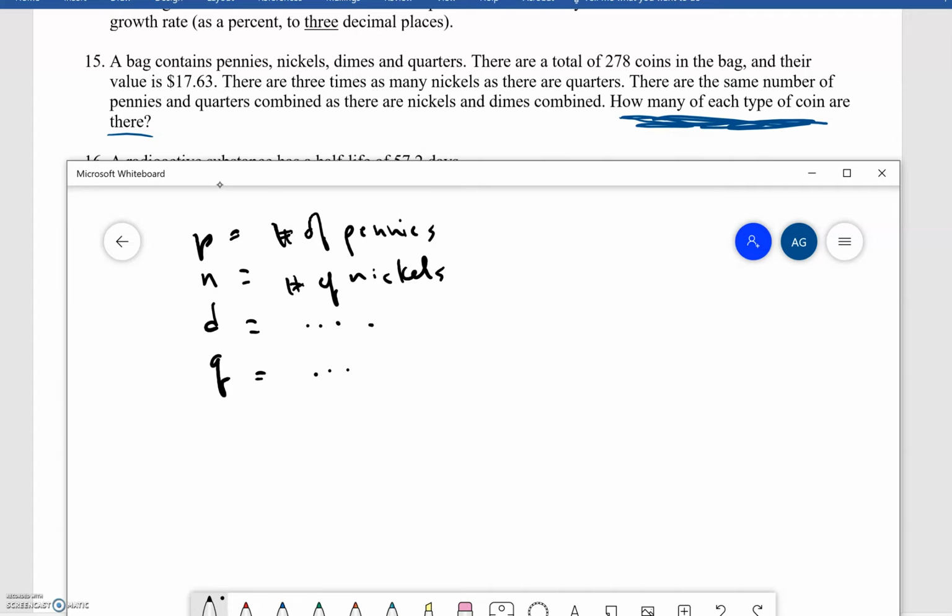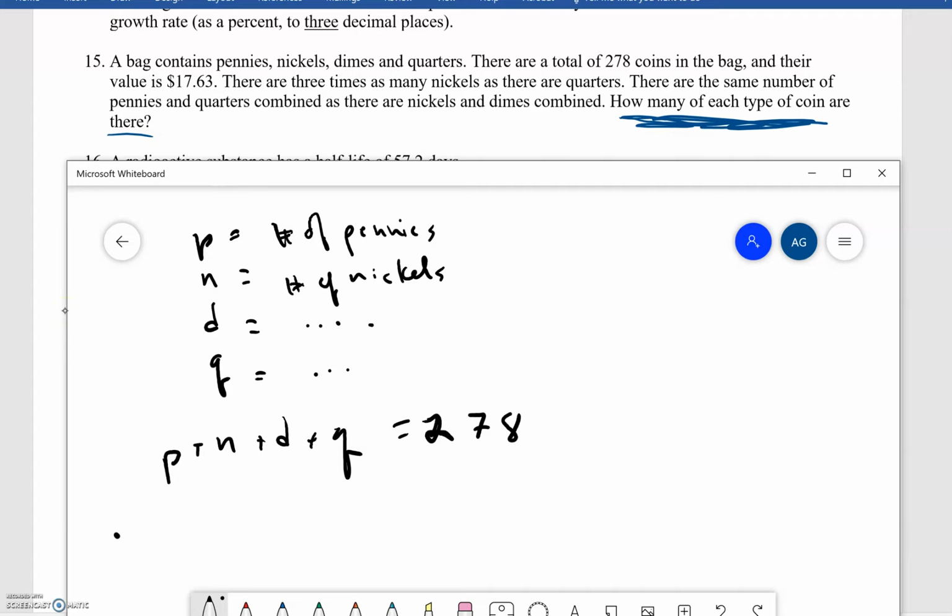So what type of information do we have? Well, we have total amount information, we have total value information, and then we've got some other sort of ratio information. So my total amount says that P plus N plus D plus Q equals 283. I'm sorry, no it doesn't. I don't know where I got that. 278. 278 coins.